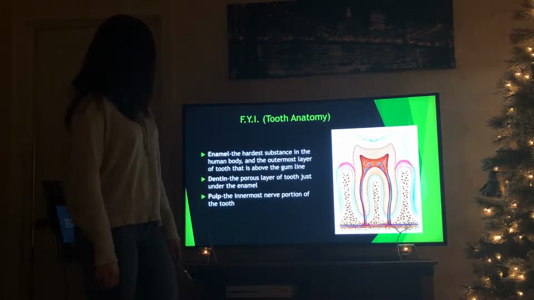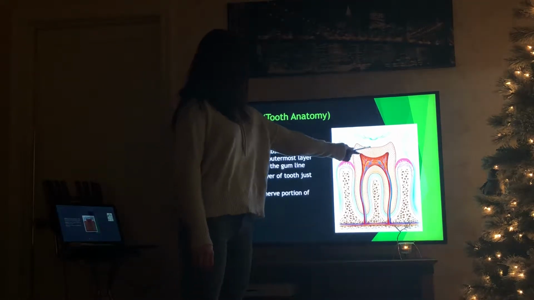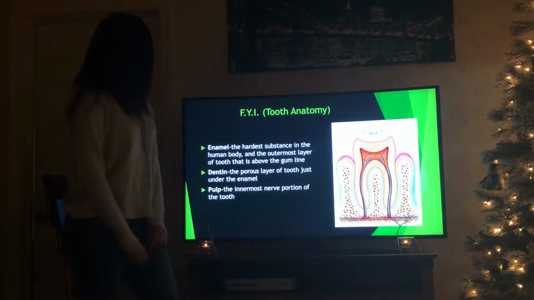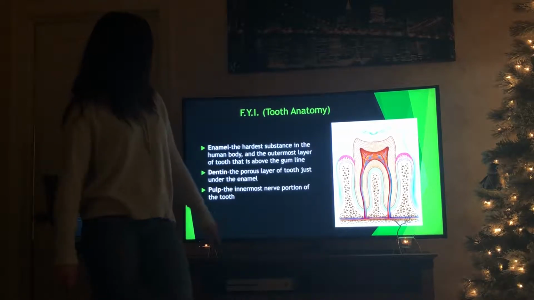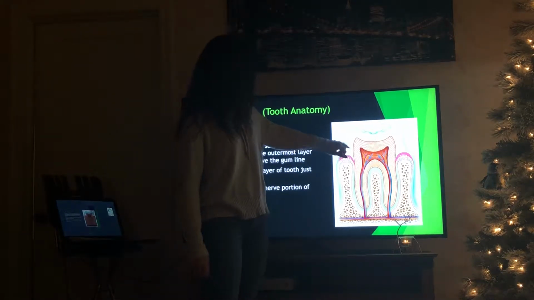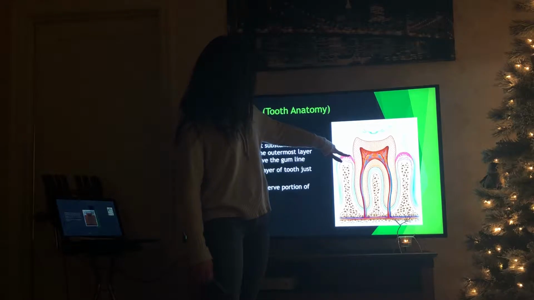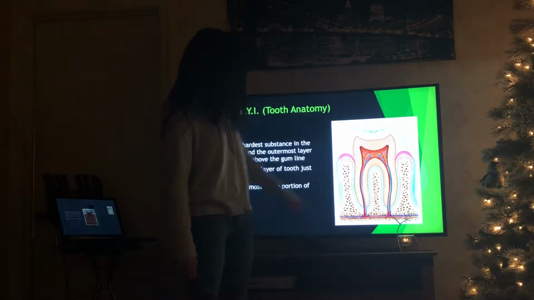First of all, you have the enamel. It's the hardest substance in the body. It's right here. And it's the outermost layer of the tooth that is actually above the gum line, because if you notice, this does not go below the gum line, which is right here.